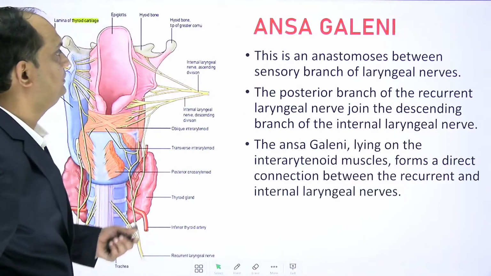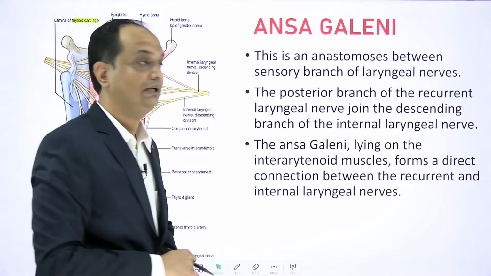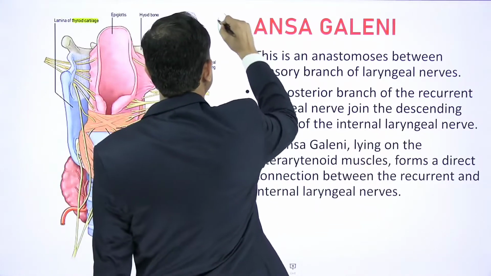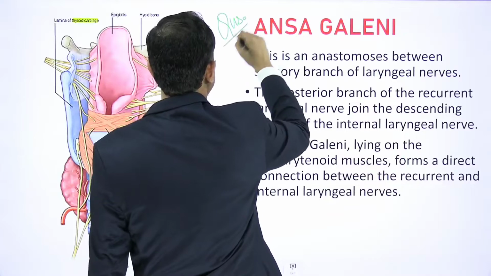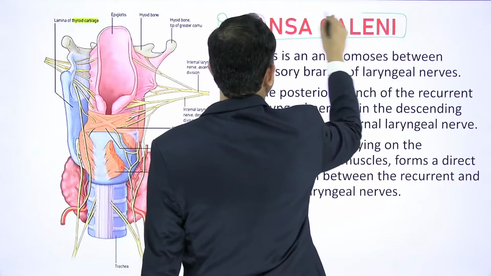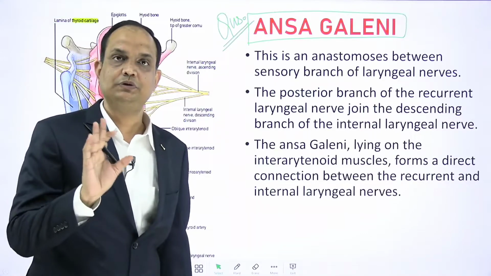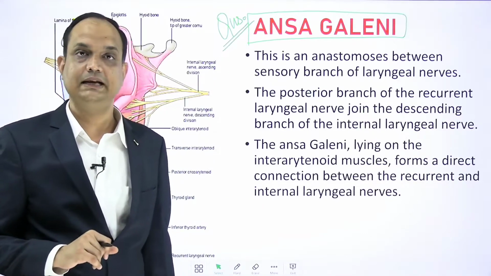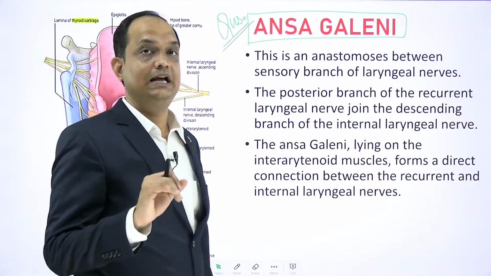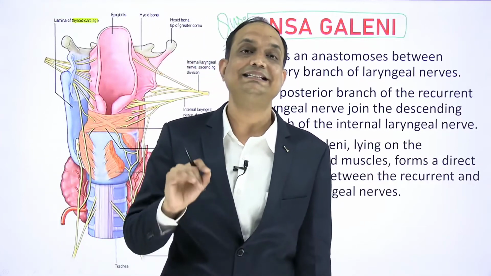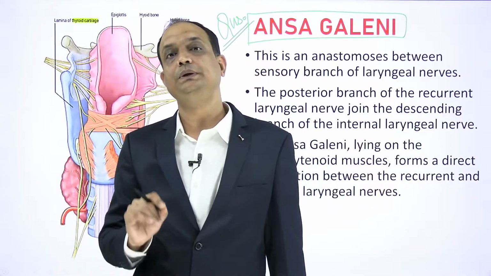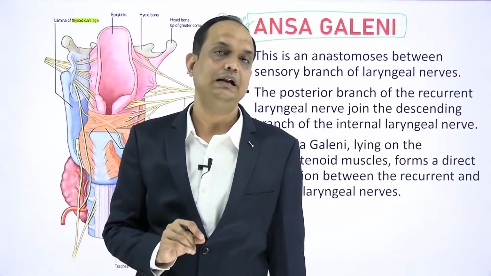Now what about the ansa galeni? This is something new for you and it is a very commonly asked question in multiple choice exams. What is ansa galeni? When you see the posterior surface of the larynx, you will find an anastomosis formed between the sensory branches of the superior and recurrent laryngeal nerve.